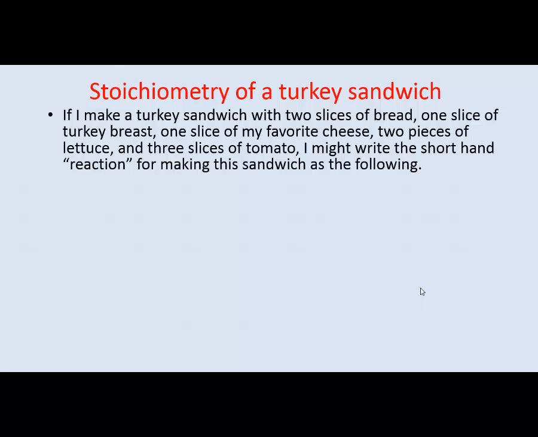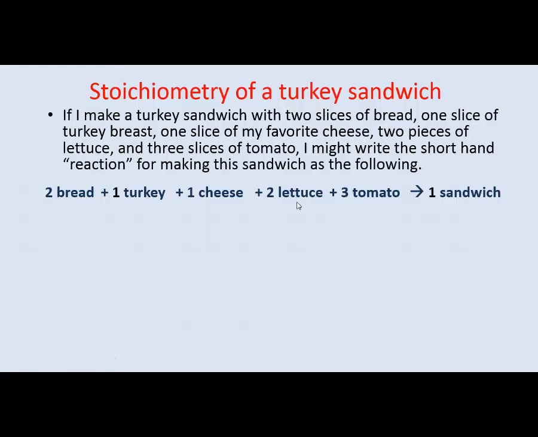Okay, now if I pretend this were a chemical reaction, which it is not, we can maybe write an equation that might look something like this. We could say that 2 slices of bread would react with 1 slice of turkey, and react with 1 slice of cheese and 2 pieces of lettuce and 3 slices of tomato to yield or produce a product of 1 sandwich. So I've written coefficients in front of each of the ingredients and my product to indicate how many of everything I'm looking at.